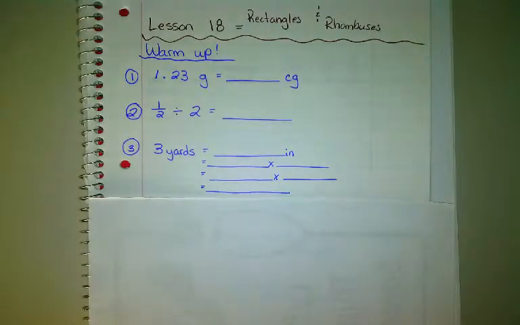Guys, today is Thursday, May 23rd. Today we're doing lesson 18, which we're focusing on rectangles and rhombuses. Tuesday we focused on trapezoids and the quadrilateral family. Yesterday we swapped over to parallelograms. Today we're going to identify two different types of parallelograms, rectangles and rhombuses.